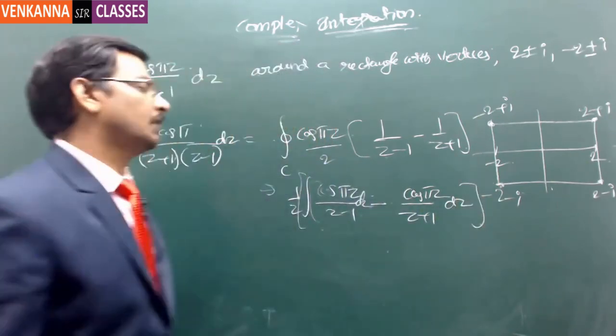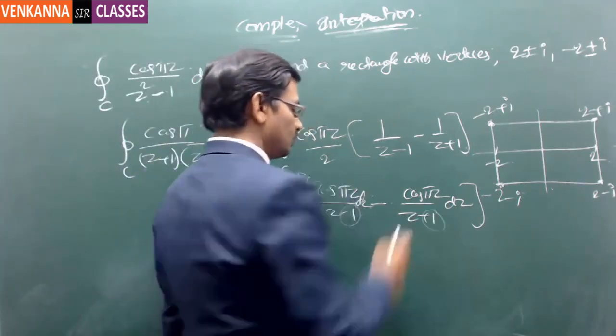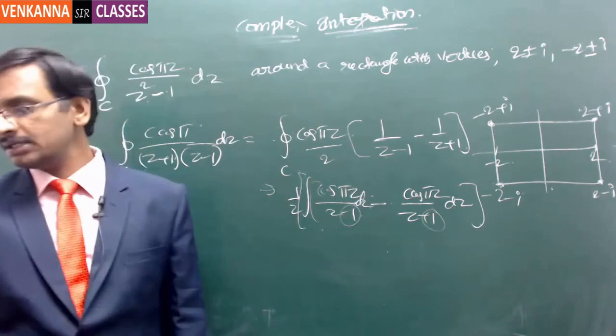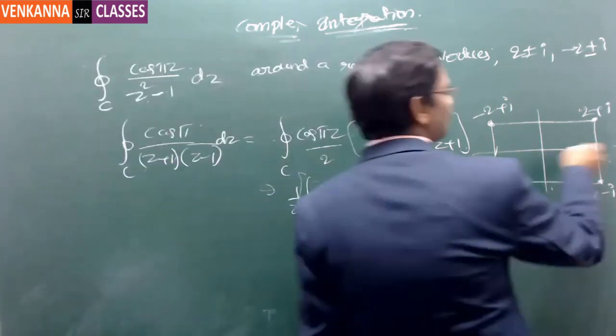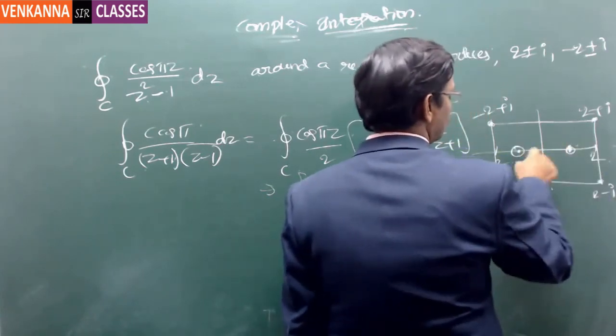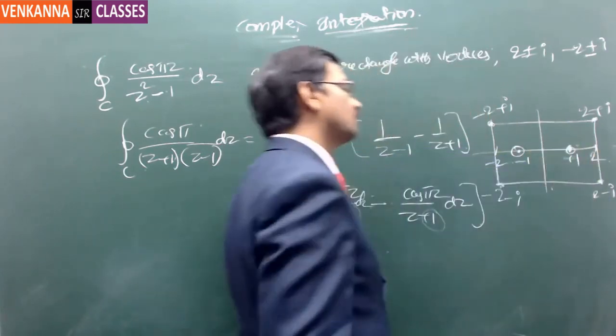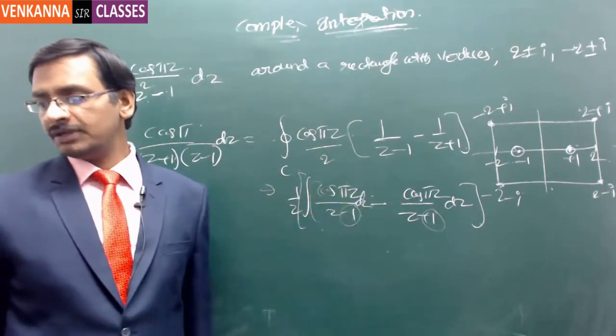Here, if you want to find out this integral, first you need to identify the location of the poles. So there are two poles, one at z is equal to 1, another at z is equal to minus 1. This is at minus 1, this is at plus 1. So both the poles are within the circle, within the region of integration.